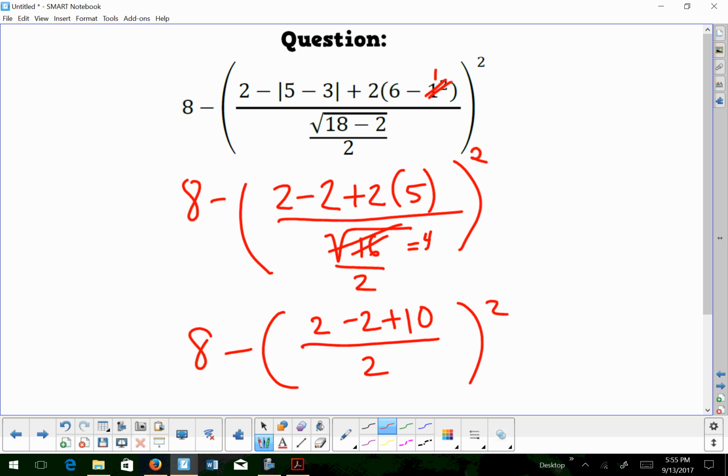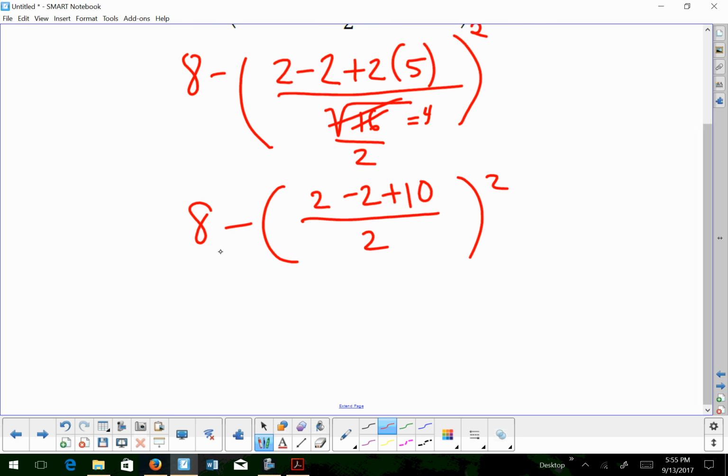So I'm kind of skipping a couple of steps here, but I'm expecting that from you now as well. So I'm going to leave my 8, leave my minus sign. Now I'm ready to do my addition and subtraction up here in my numerator. 2 minus 2 is 0. 0 plus 10 is 10. 10 divided by 2 is 5.